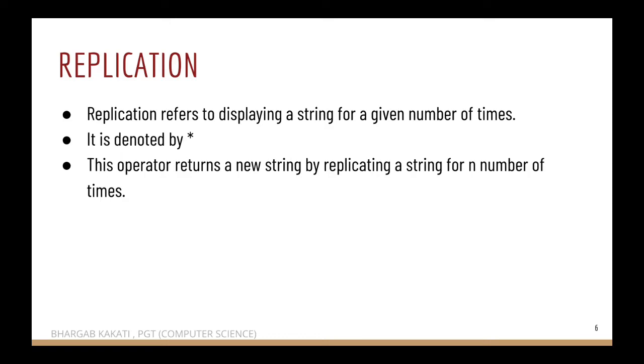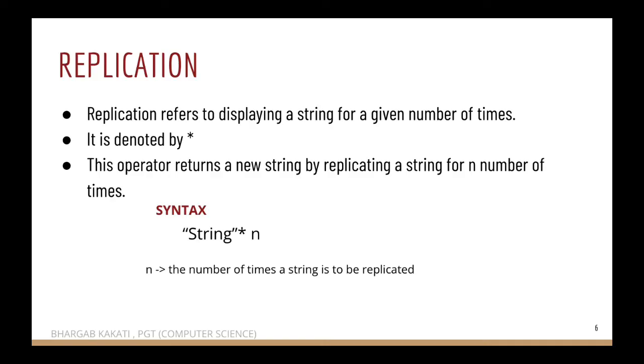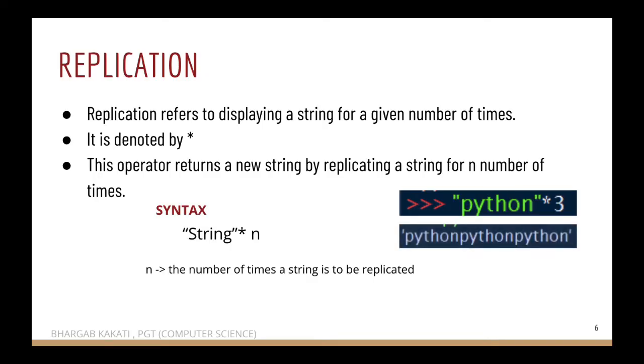Let us see the syntax related to replication and then we will be clear with what is meant by the last line. The syntax says string into n. That means whatever we put within quotes is to be repeated n number of times. Here n refers to the number of times a string is to be replicated. If I want to repeat a string 3 times, the value of n should be 3. If I want to repeat it 5 times, the value of n should be 5. For example, if I write Python into 3, it will replicate the string Python 3 times, showing Python, Python, Python.